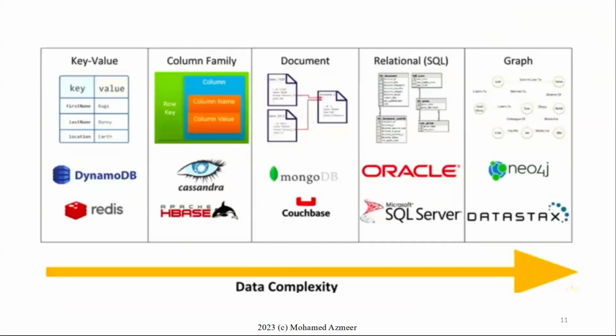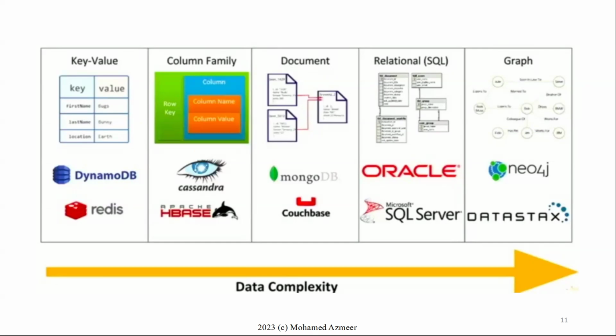Now, to help us with selecting the databases, I have a couple of pictures here. This one is about 5 boxes. All these are database applications, by the way. They are sorted according to the complexity of data. If you have the least complexity, very simple data, you can have key value pairs.